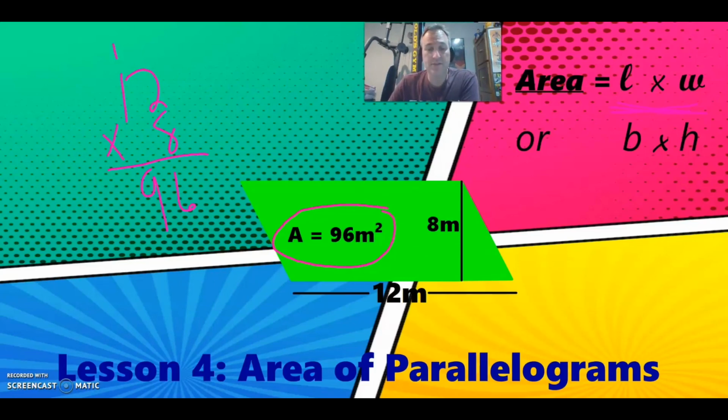So that's how you find area of a parallelogram. Hopefully you learned something from this. And if you have any questions, of course, let me know.